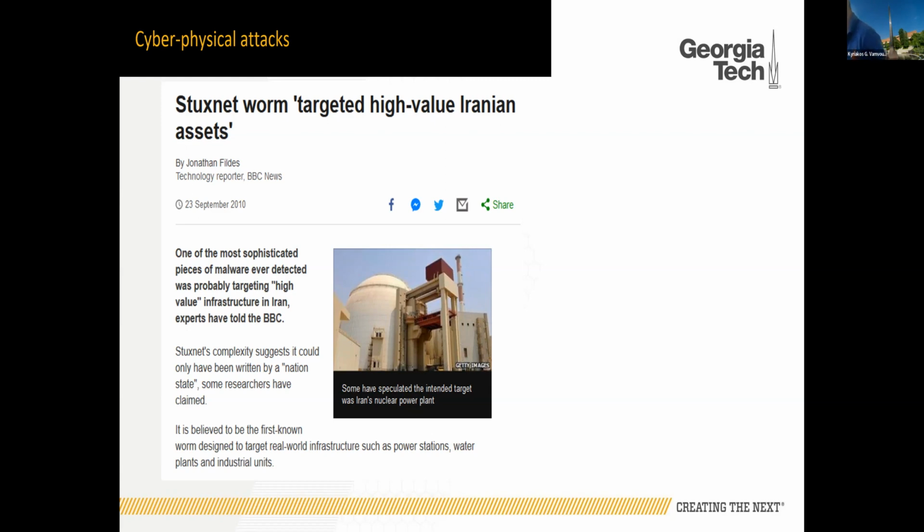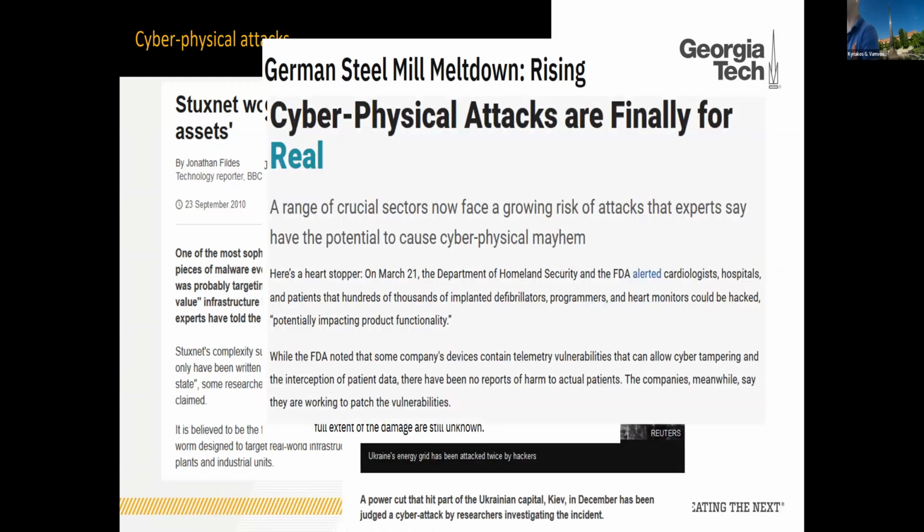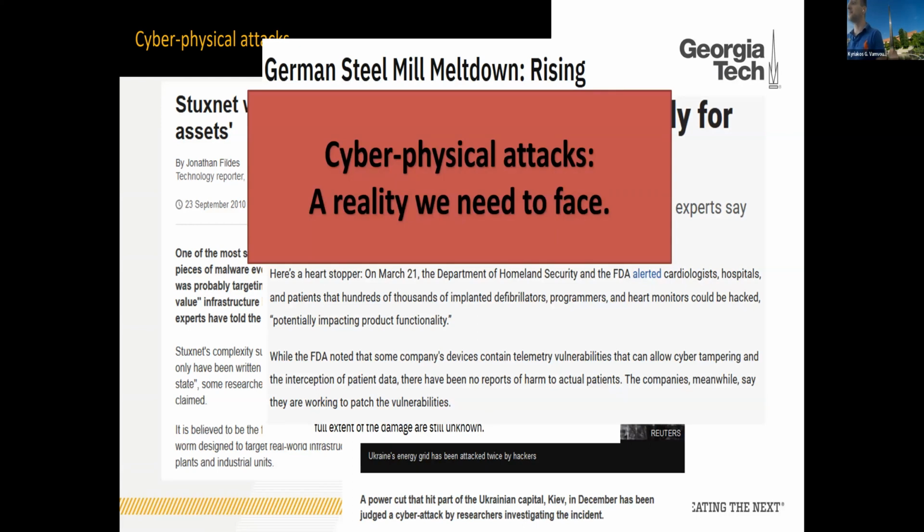Of course, there's lots of things that have happened during several cyber-physical attacks, and the most famous is Stuxnet, of course. The German steel mill meltdown was also another one, and so on and so forth. Okay, so now, of course, let's go to the meat.